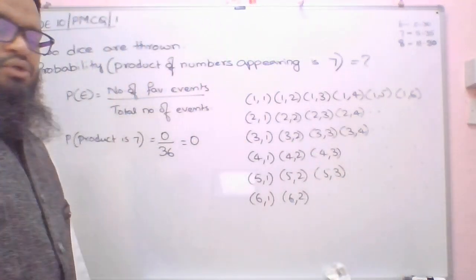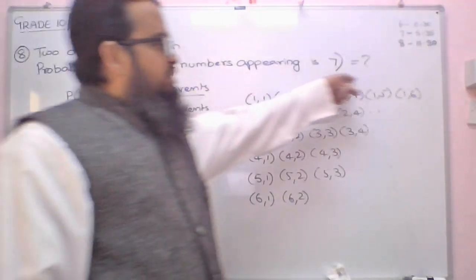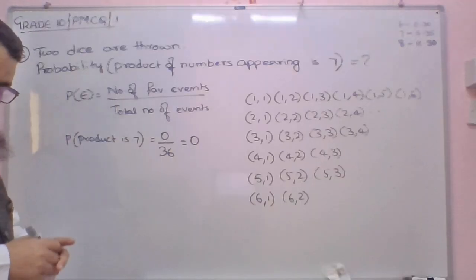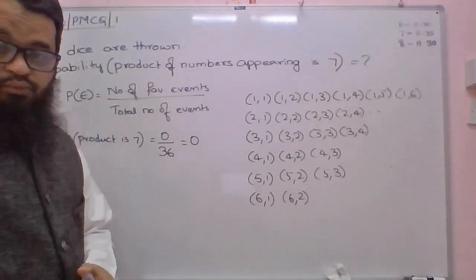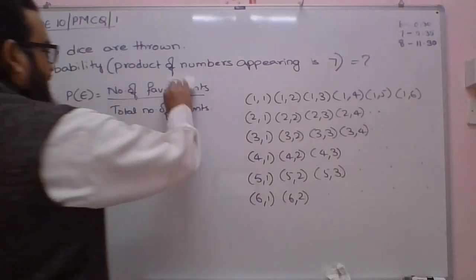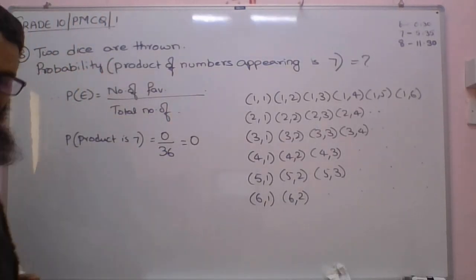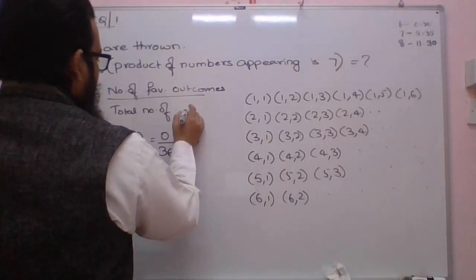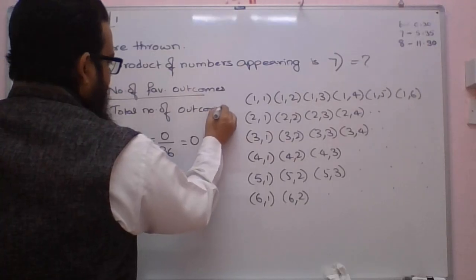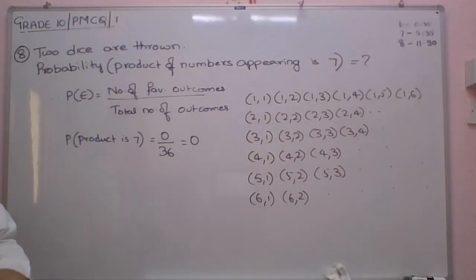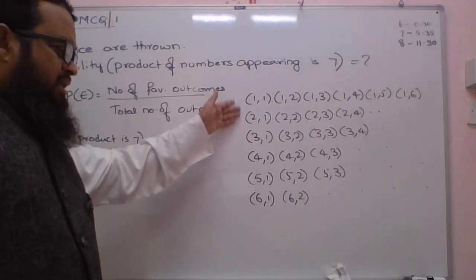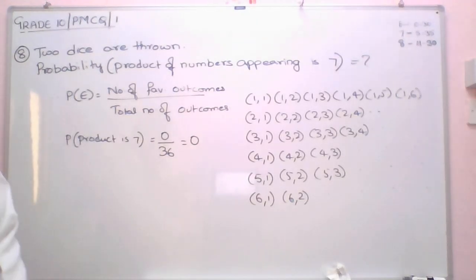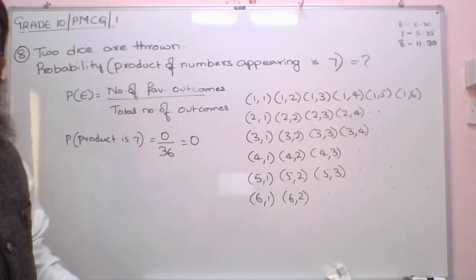Understood? So you have 6 numbers into 6 numbers in the second dice. So the total will be 36 outcomes. It is not events, it is outcomes. So it is the total number of favorable outcomes by the total number of outcomes. Understood, my dear students? You have to remember that whenever two dice are thrown simultaneously, you will have these many chances. Okay. Let us see the next question, the ninth question.